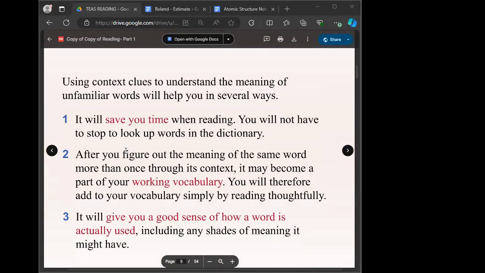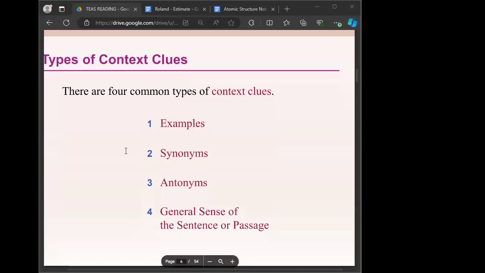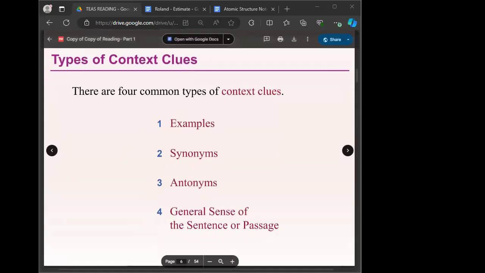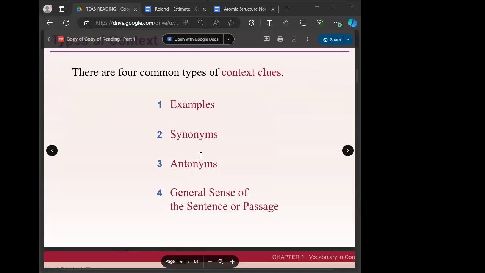Okay, let's go ahead and start taking a look at how to determine the meaning of words using context clues. So there are four different types of context clues. There's examples, synonyms, antonyms, and also a general sense of the passage.